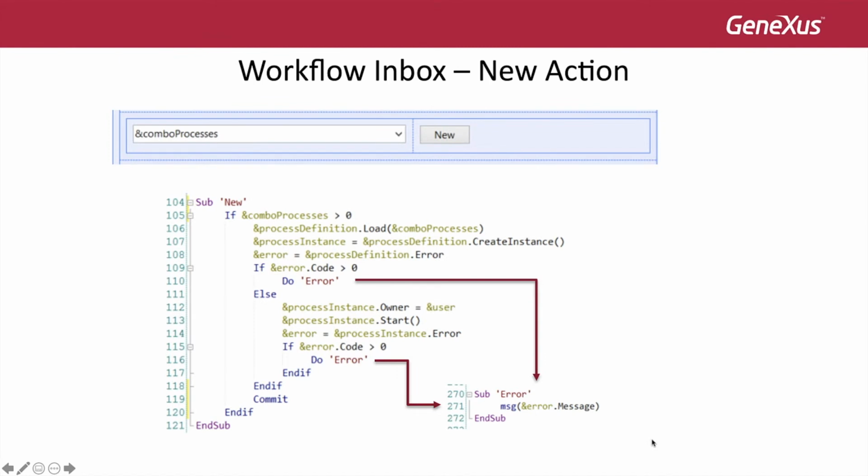Now, we are going to see the new action function. This function occurs when the user selects a process from the combo box and then clicks the new button. This will execute a subroutine called new.